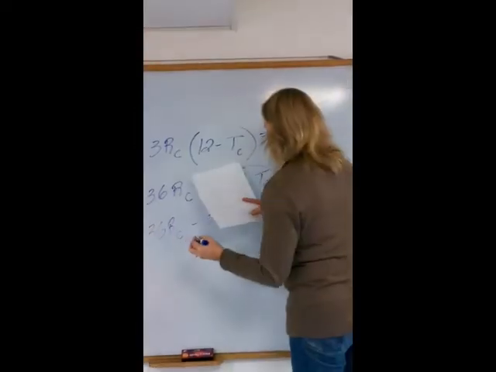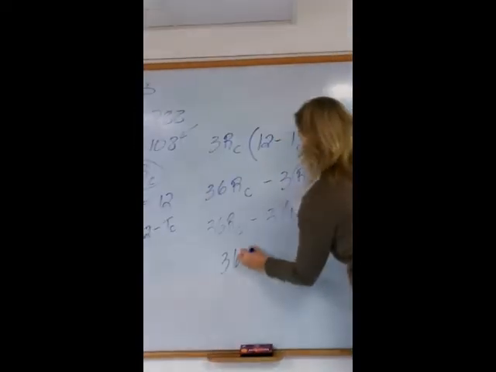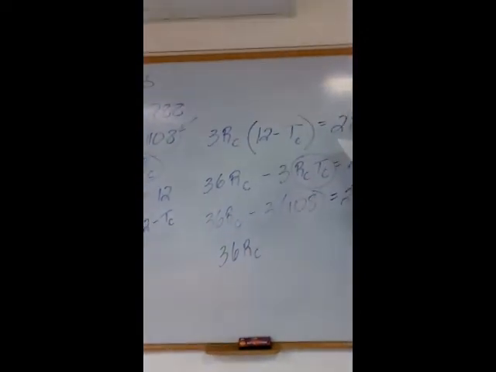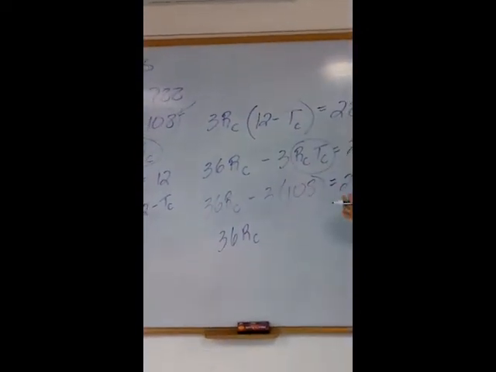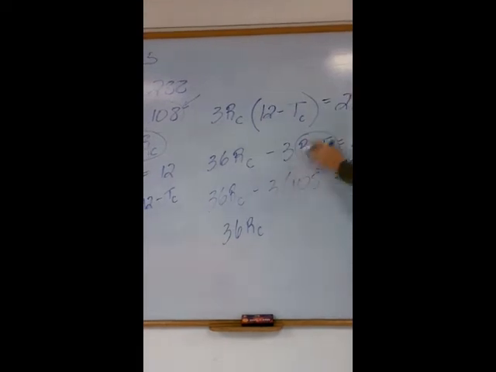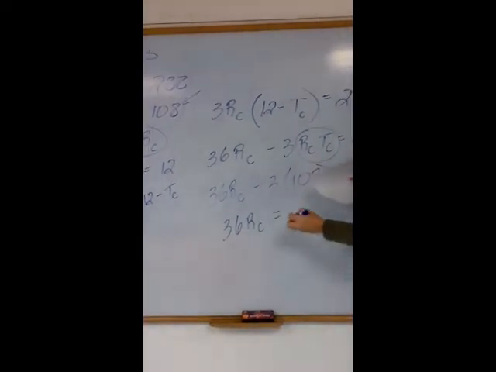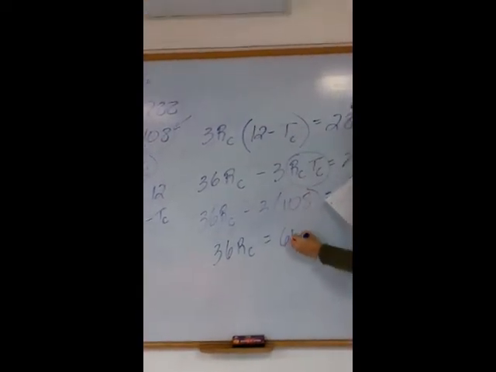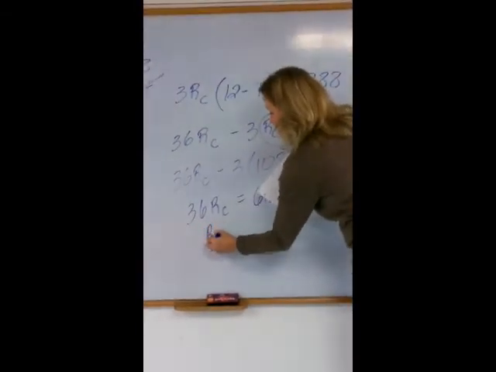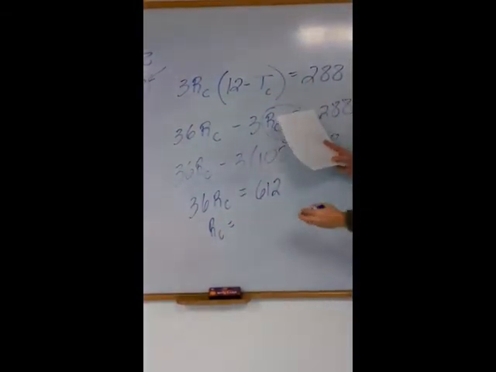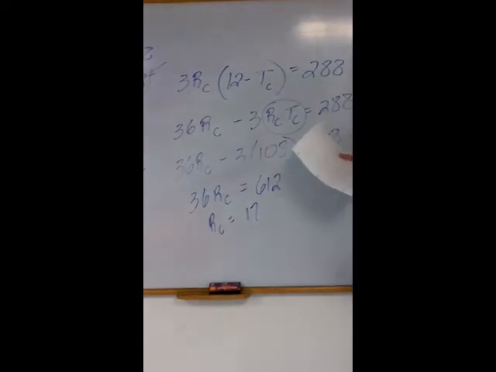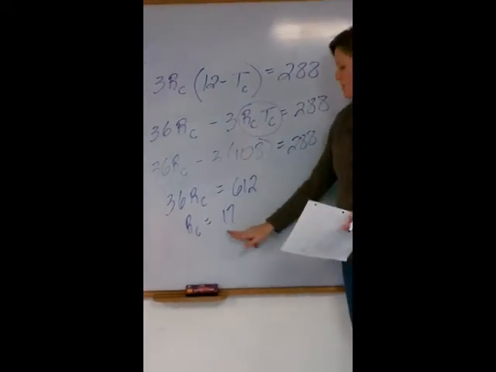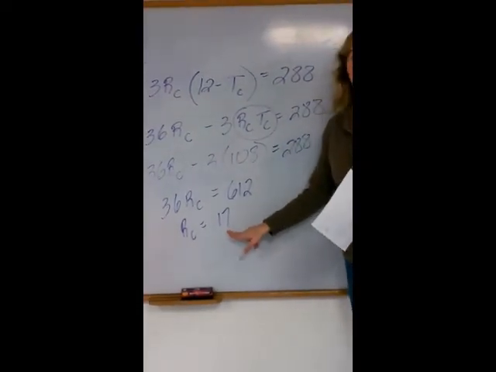I have 36 RC, and if I multiplied this and then added it to the 288, I would get 612 divided by my 36, and RC is a nice, neat 17. A lot of times these questions will turn out neatly, so you know you've done them right.